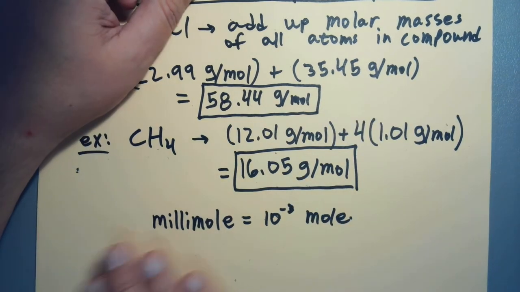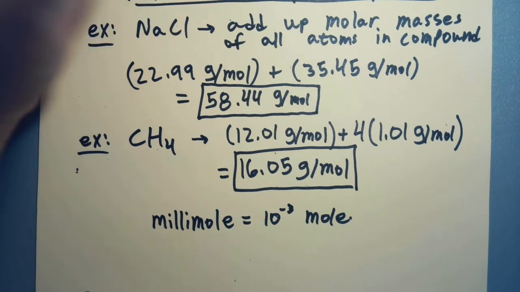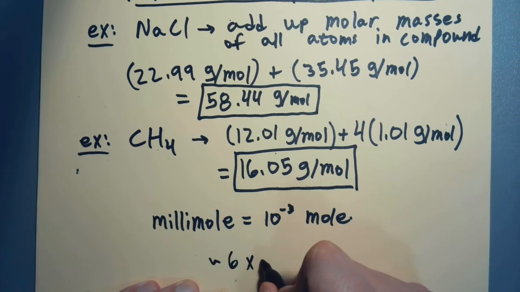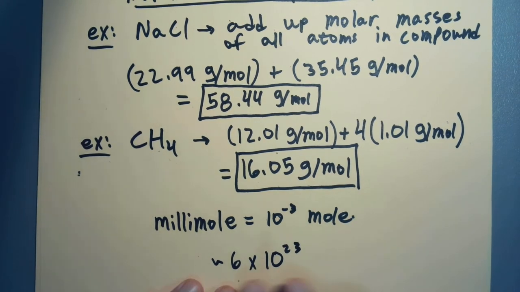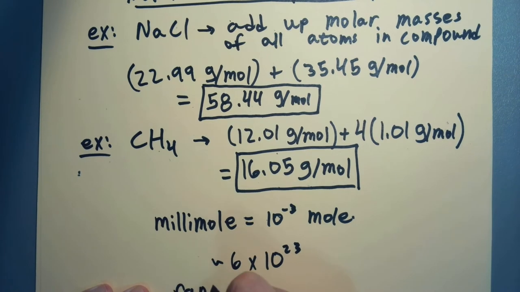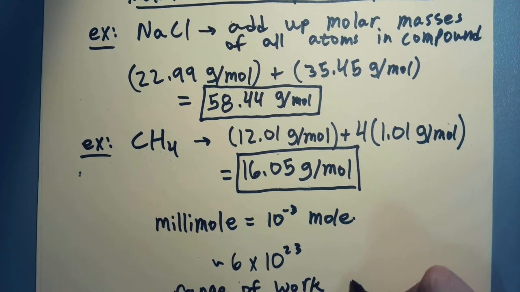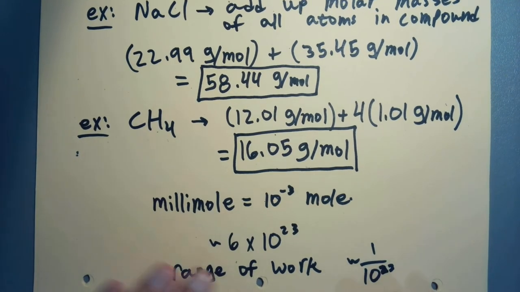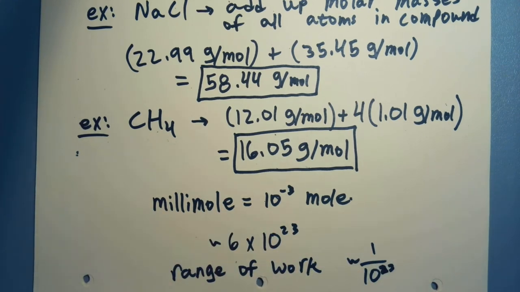But anyway, he proposed a new prefix. He said, okay, if a mole is about 6 times 10 to the 23, his range of work is around single atoms. So it's about 1 over 10 to the 23rd, whatever that is. So a very, very small amount. And so this is like 1 over 10 to the 3. So micro, nano, it gets smaller and smaller and smaller. Atto, femto, and so on and so forth.